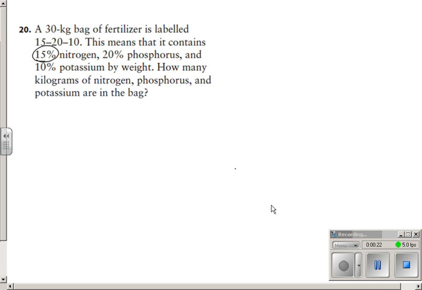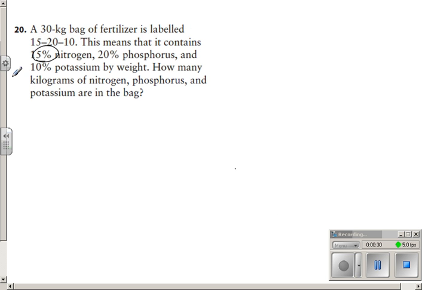Well, you're looking at it, you're going, hold on, this is a question about ratios, and I don't see a ratio here at all. But up here at the 15%, there is actually a ratio right there. It means that our part to whole, and we know the part to whole ratios are actually percent, so we have 15 parts nitrogen for every 100 parts of everything. There is a ratio right there.